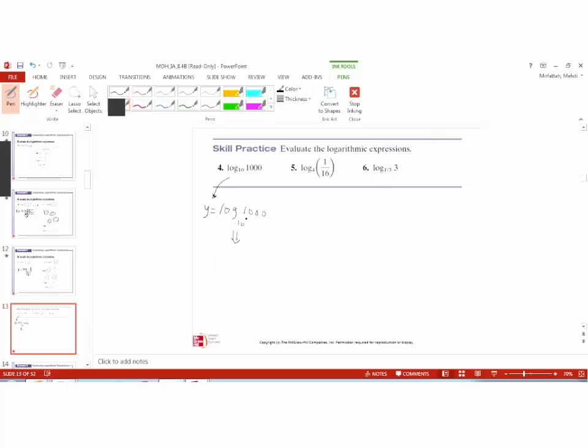Yeah, 10 to the power of y is equal to the argument 1,000. We can make the base the same. So this would be 10 to the power of 3 is equal to 10 to the power of y. So y must be equal to 3. Is that what you mean, Jared?